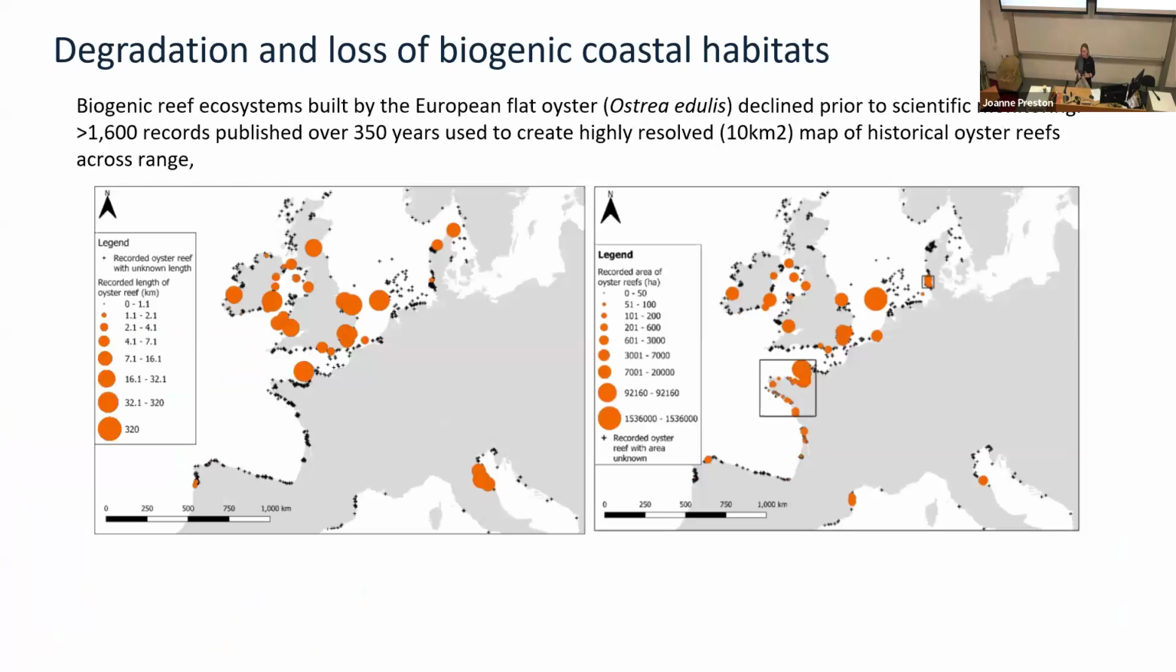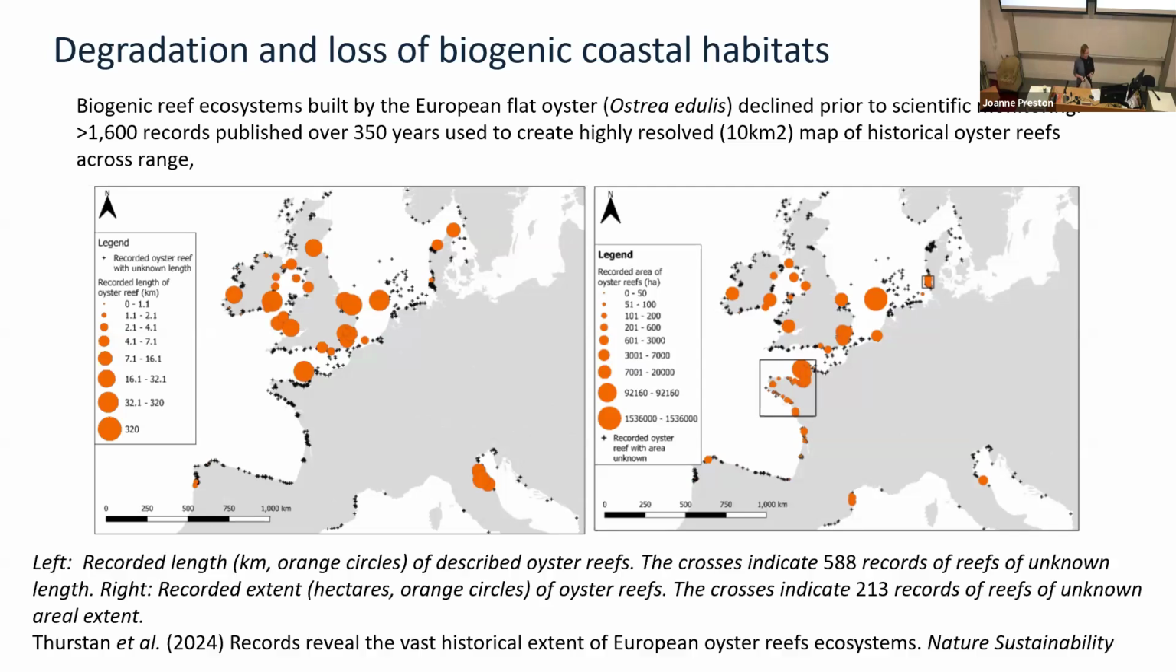This is an example also of how we need to understand what we've actually lost. So Ostrea edulis, the native oyster, the biogenic reef ecosystems built by this species declined prior to scientific monitoring. Therefore, looking back in the scientific records is no good. We want to find out what it looked like. And so we used historical ecology, going back over 1,600 records over the last 350 years to find out what this habitat actually looked like.